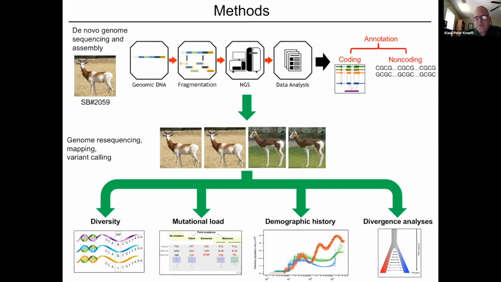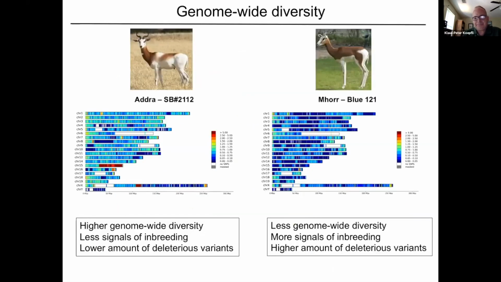Once we have all this data, we can use it for a multitude of analyses, including examining genome-wide diversity and signals of inbreeding, and deleterious variants. We can examine historical demography, and we can also investigate the differences between the subspecies, the Mahor and the Adra gazelle. And that's what I'm going to be focusing on here today.